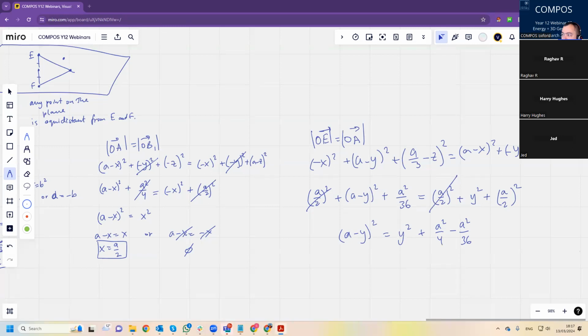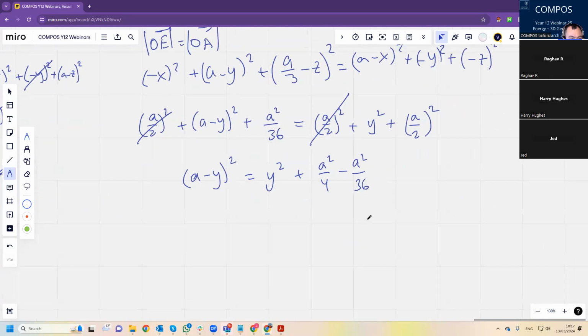And okay. Well, from here, a squared minus 2ay plus y squared equals y squared plus a squared over 4 minus a squared over 36. Y cancels. All right, a cancels as well. So it's a minus 2y. So divide by a. A minus 2y equals a over 4 minus a over 36.